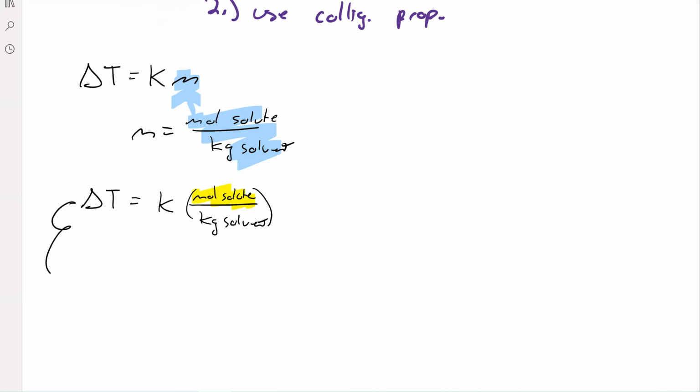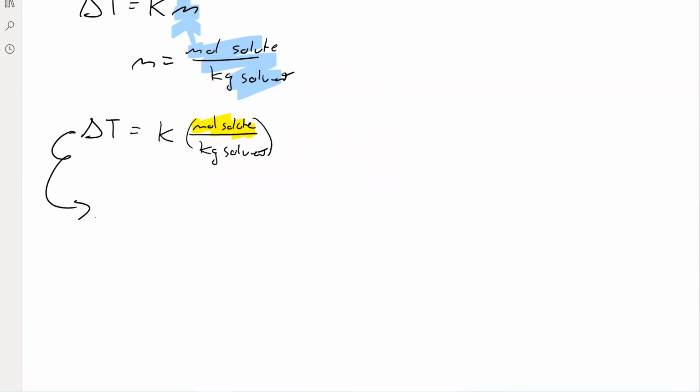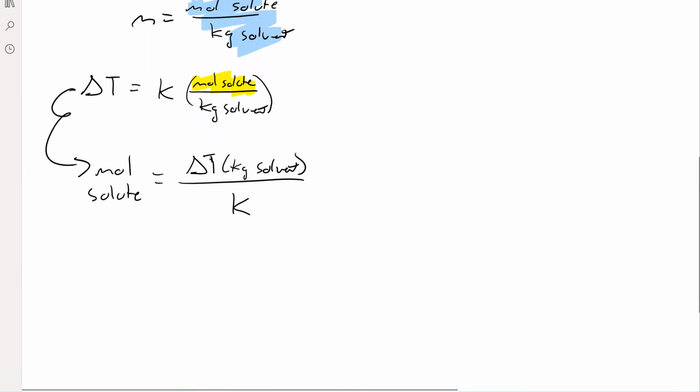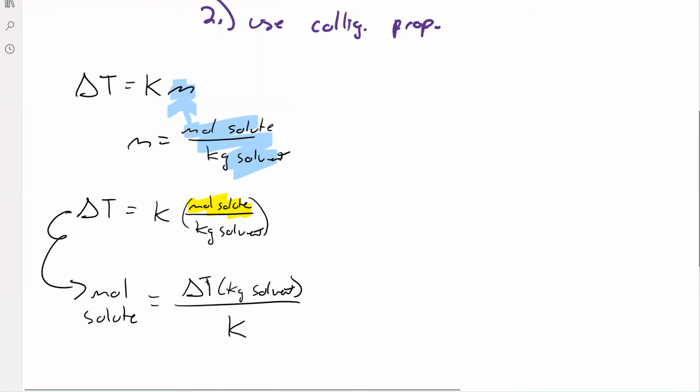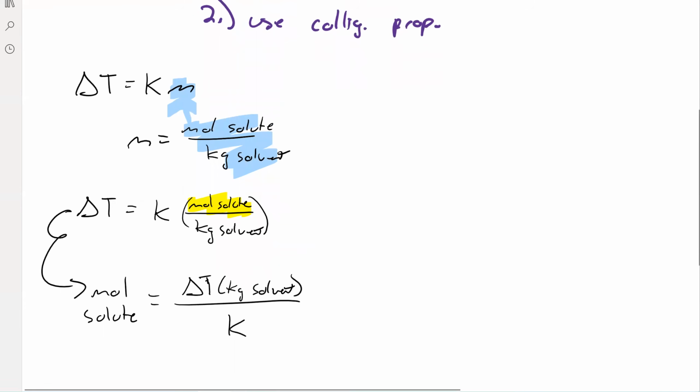And then we can reorganize this equation to solve for the moles of the solute. So in this case, your moles of solute will be equal to delta T times the kilograms of the solvent divided by K, which is a constant. So we can find the change in the freezing point experimentally. The kilograms of solvent is just how much solvent you use, and K is just a constant. So that gives you the moles of solute. Once you have the moles of solute, as long as you weighed it, you can find out the molar mass.